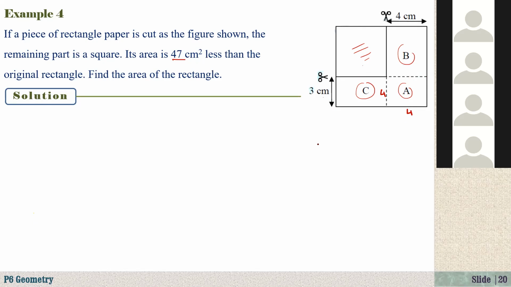All right. It is 4, 4. No, why did I write 4 here? It should be 3. Okay.